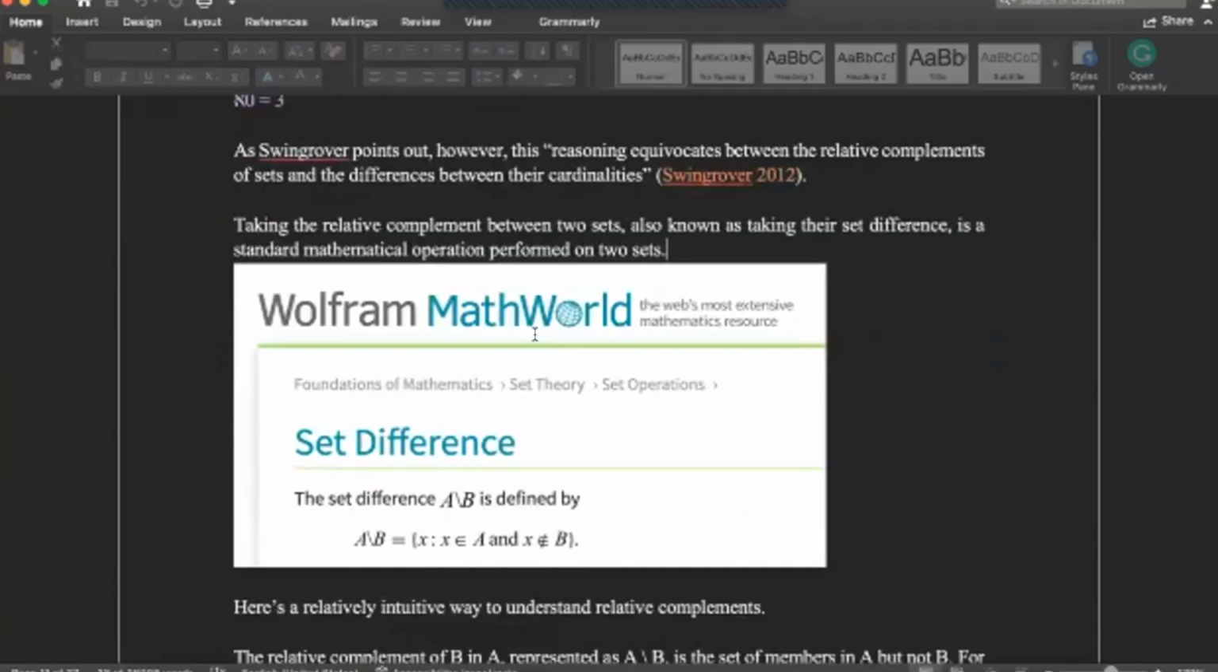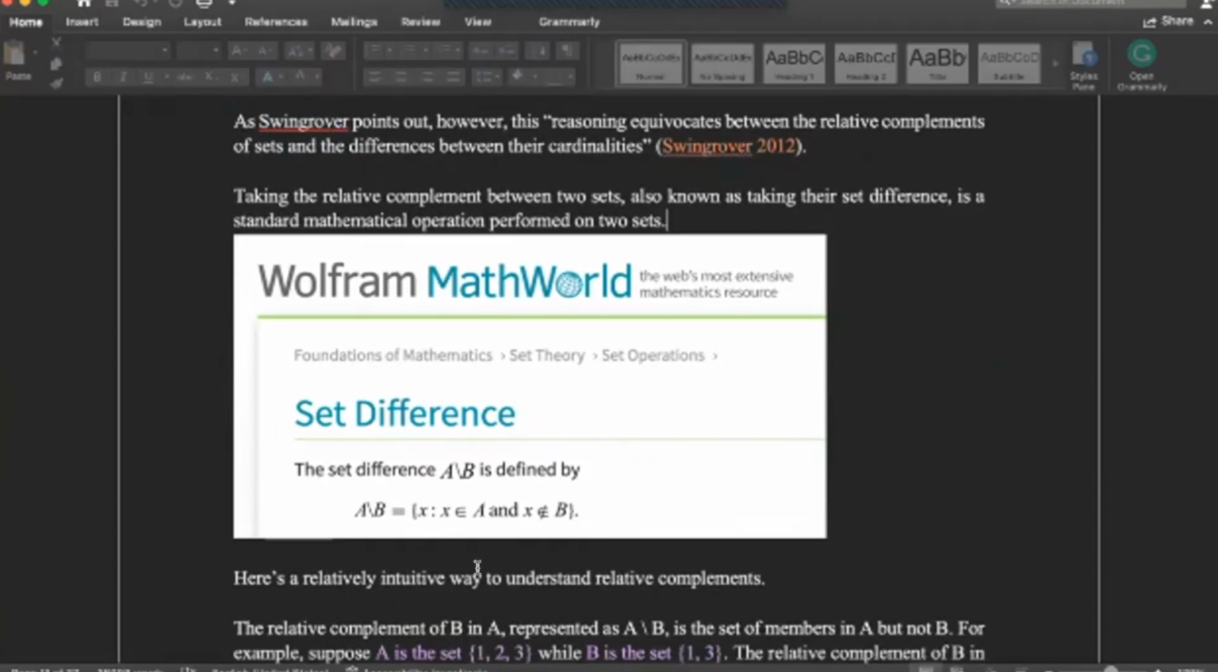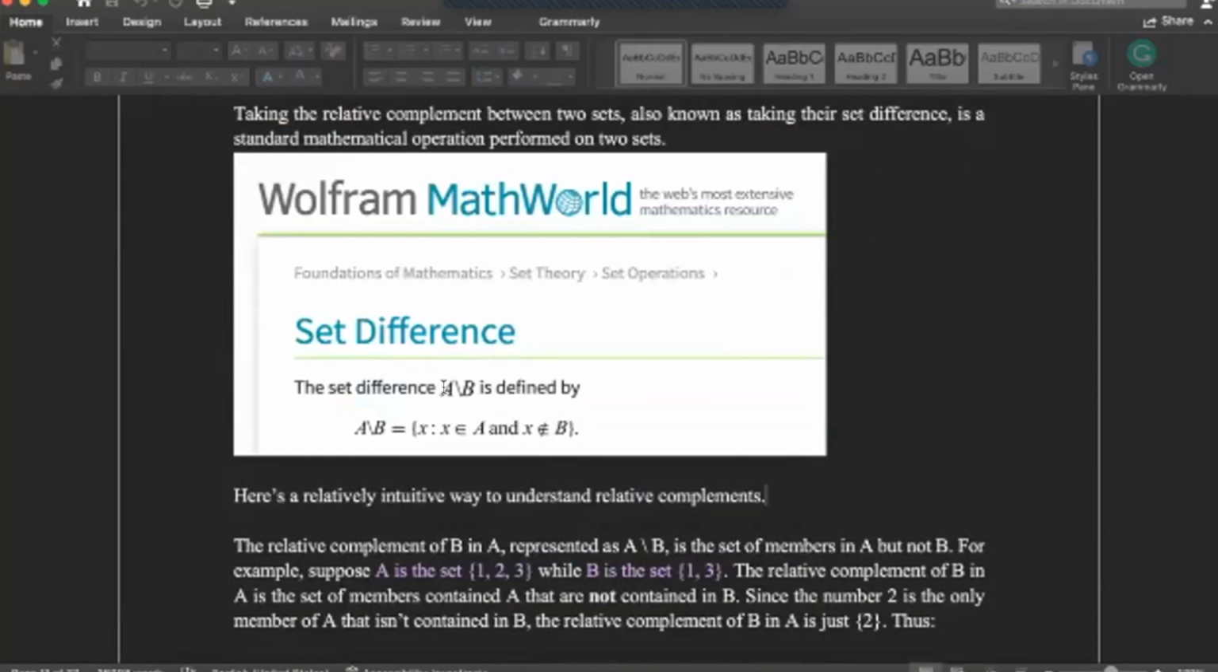So here, for instance, is a formal definition of set difference from Wolfram MathWorld, the web's most extensive mathematics resource. The set difference A \ B is defined as the set of all x such that x is an element of A and x is not an element of B. That might not be very helpful, so I'm going to give you a relatively intuitive way to understand relative complements. You could read this as the set difference between A and B, but you could also read this as the relative complement of B in A. So those are different ways of reading it.